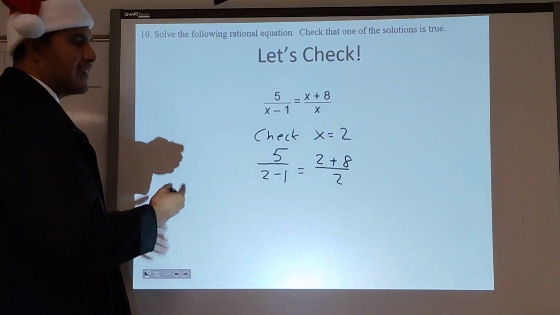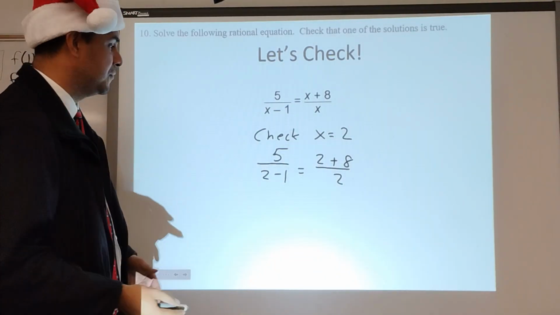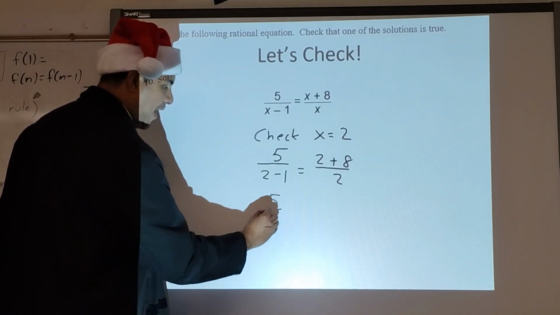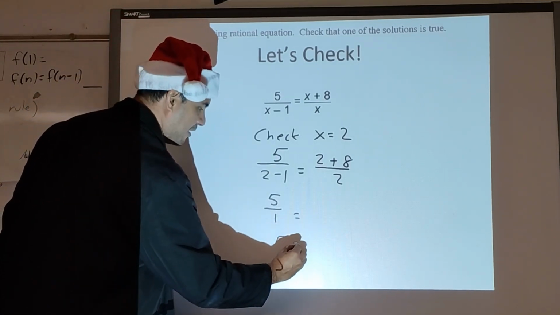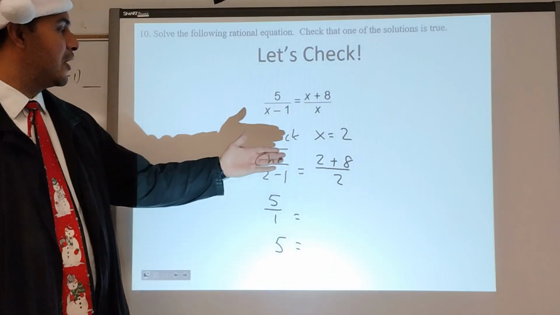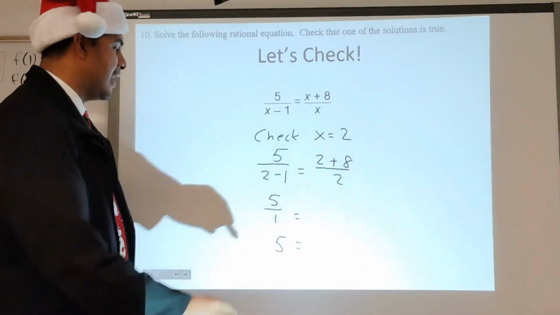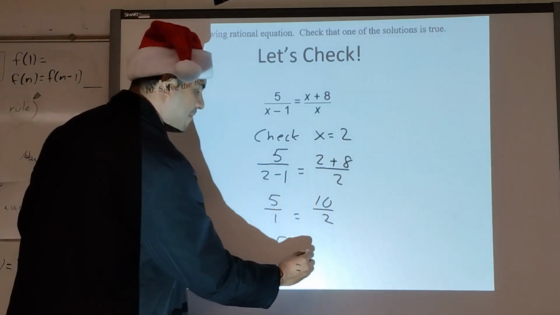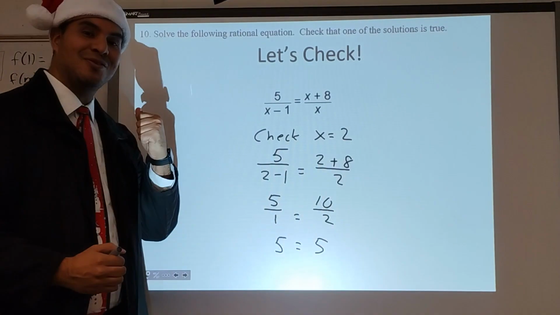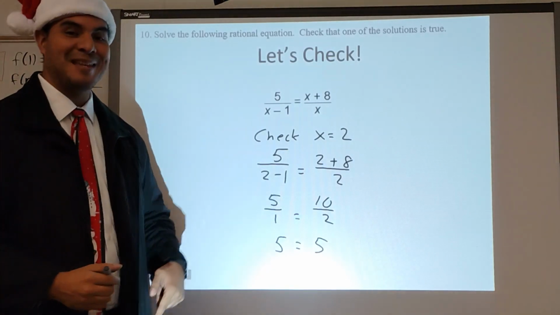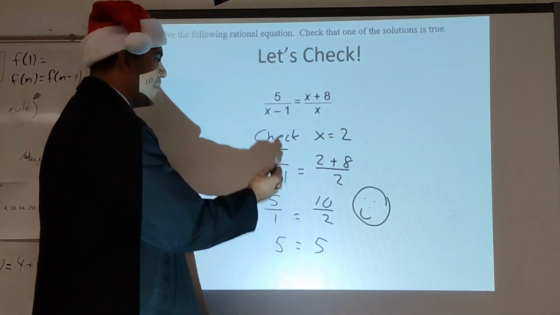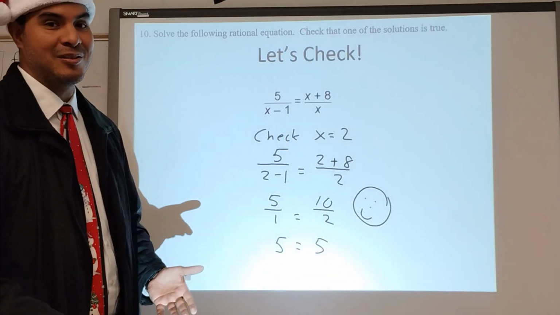Again, every single x, I replaced it with the number 2. Subtract 2 minus 1, that gives us 1. 5 divided by 1 is 5. Okay, so now we're going to take 2 plus 8, that's going to give us 10, and we're going to divide it by 2. 10 divided by 2 is 5. Yes, we did it. Both sides came out to be 5. We're happy. The number 2 that we found did work out to be a solution.